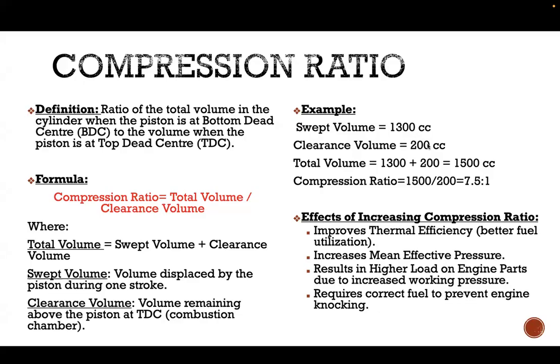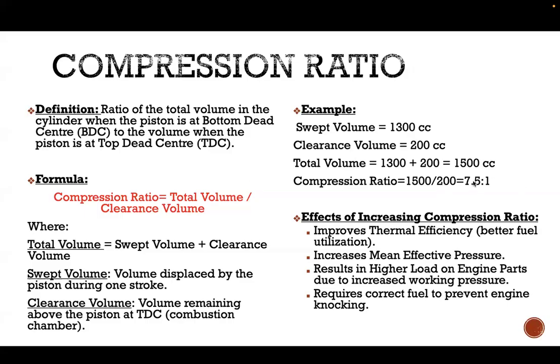That is your cc. So if your swept volume, that is the distance from your TDC to your BDC, top dead center to bottom dead center, was 1300 cc, and your clearance volume is 200 cc, your total volume is going to be 1300 plus 200, which gives you 1500 cc. Now the compression ratio, the ratio between total volume and clearance volume, is 1500 cc divided by 200, which gives a ratio of 7.5 to 1.